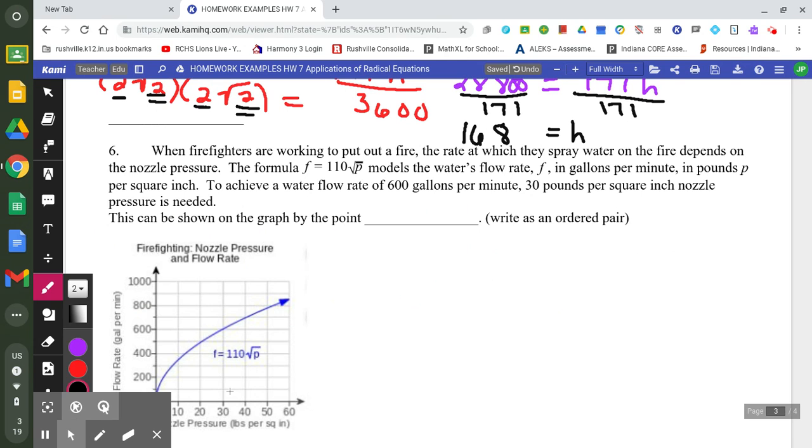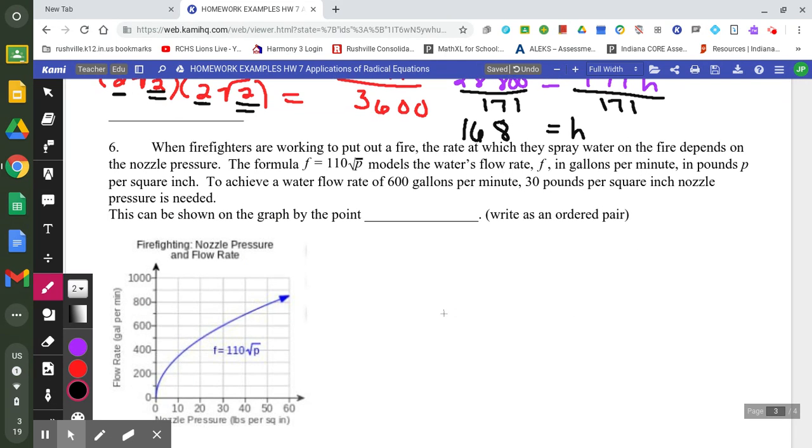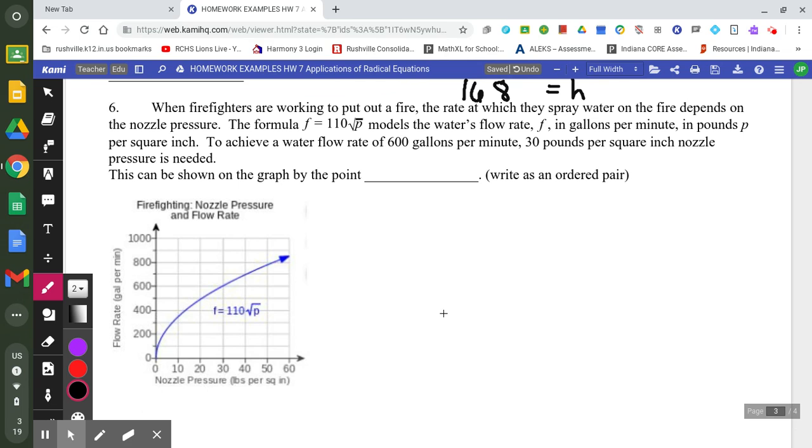Okay, number 6, we're going to be using the written information as well as that graph. When firefighters are working to put out a fire, the rate at which they spray water on the fire depends on the nozzle pressure. The formula F equals 110 times the square root of P models the water's flow rate F in gallons per minute in pounds P per square inch. To achieve a water flow of 600 gallons per minute, 30 pounds per square inch nozzle pressure is needed.